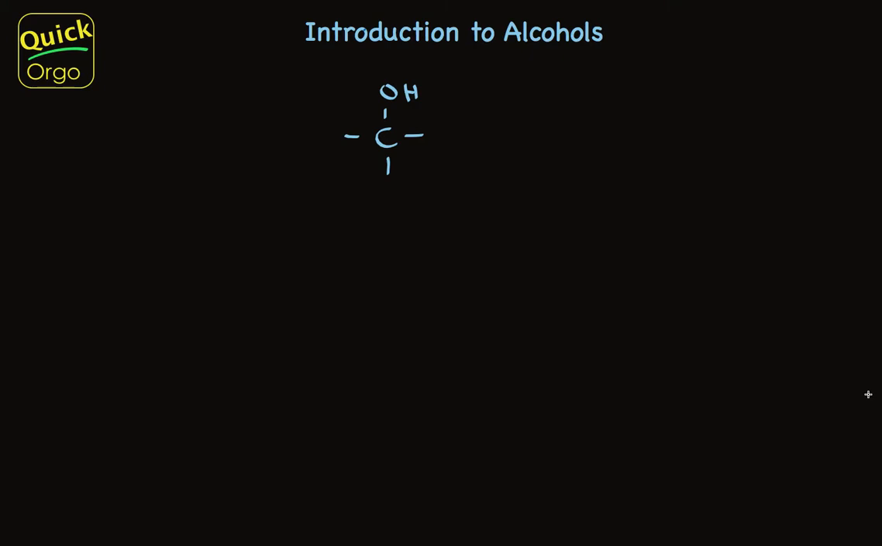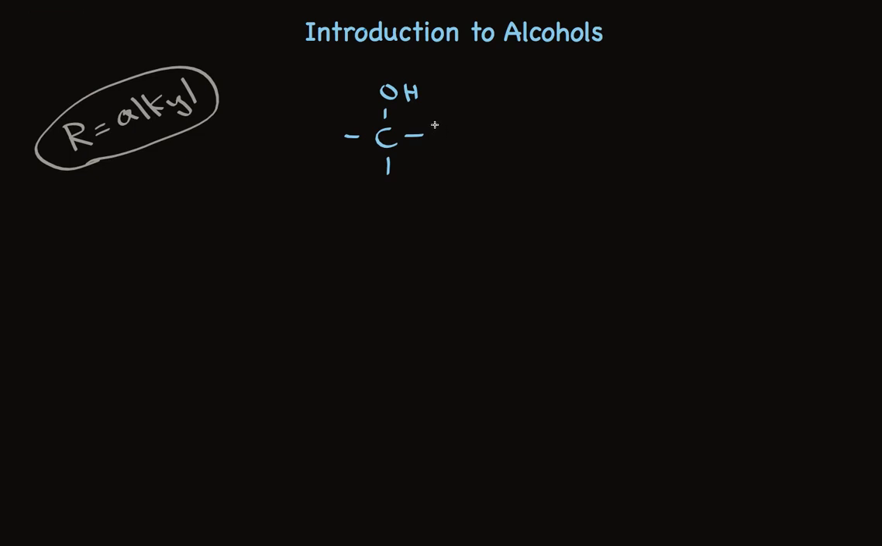Alcohols are compounds that have the COH group of atoms, as I've shown here. We often use the symbol R for alkyl groups, and alcohols may have 1, 2, or 3 R groups, or these could all be H's. When they're all H's, we have CH3OH, methyl alcohol.